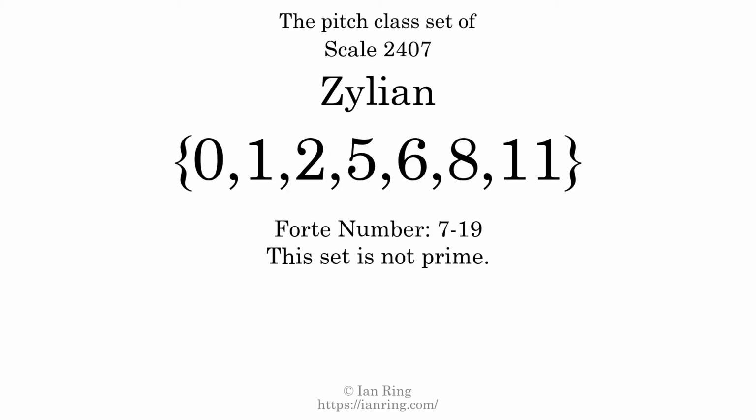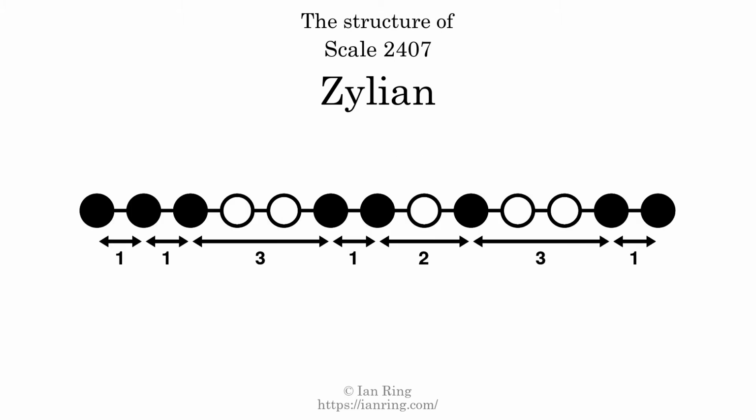The pitch class set for this scale is 0, 1, 2, 5, 6, 8, 11. The fault class is 7, 19. This set is not prime. The structure of a scale is a description of the interval distance between each successive tone. This scale has a structure of 1 1 3 1 2 3 1.